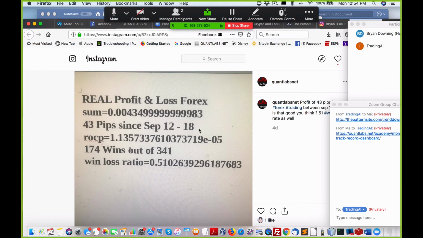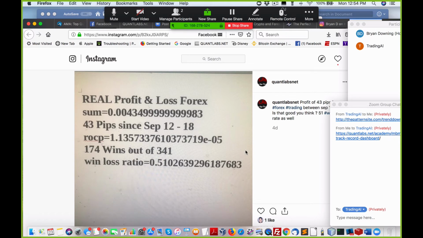which may not seem like a lot, but if you're consistently getting this weekly performance, a 51% win ratio with, let's say, 40 pips a week, that's roughly 8 pips a day.